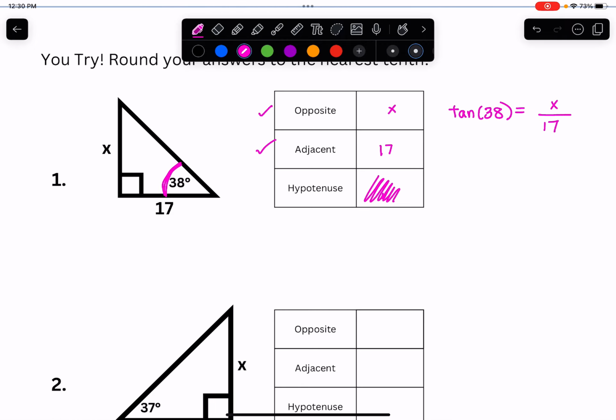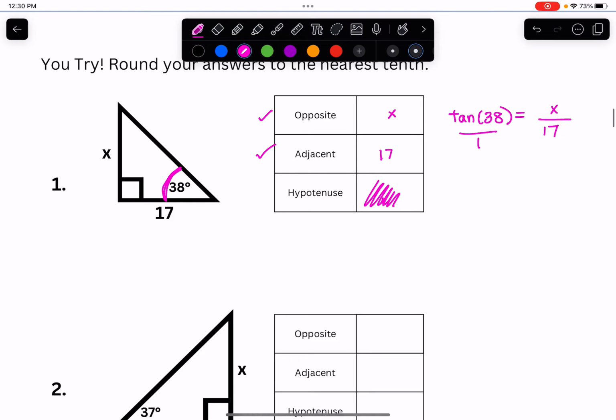So now that we have the proportion set up, all we would have to do is cross multiply. So again, using your calculator, you're going to input tan 38 times 17, and you'll get that x is equal to 13.28..., rounded to the nearest tenth, should give us 13.3.